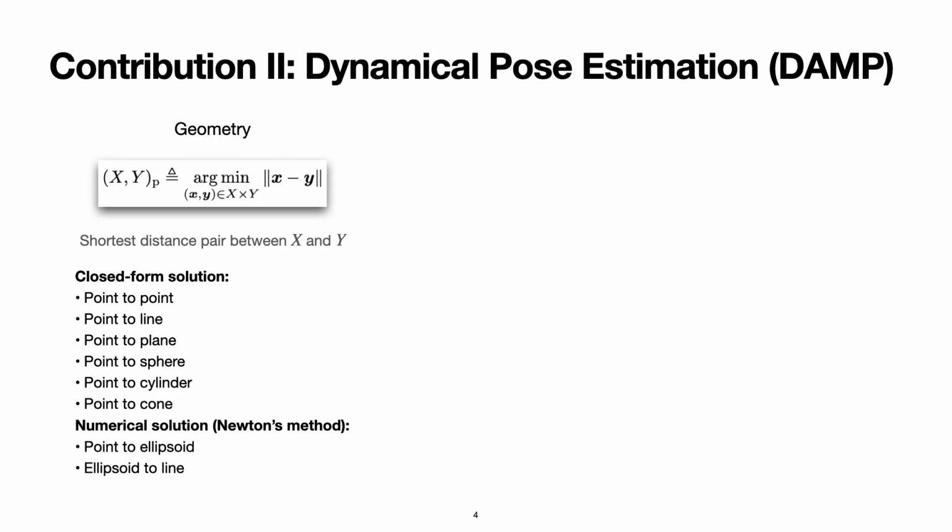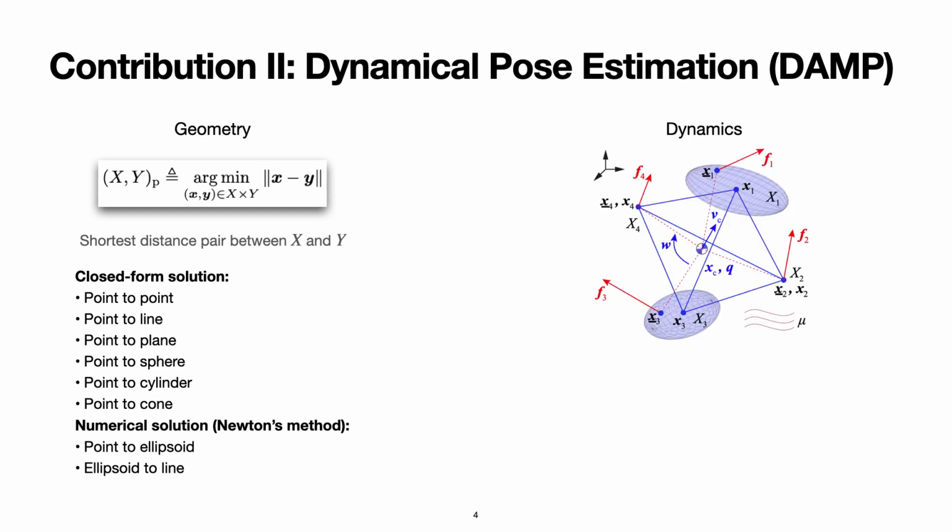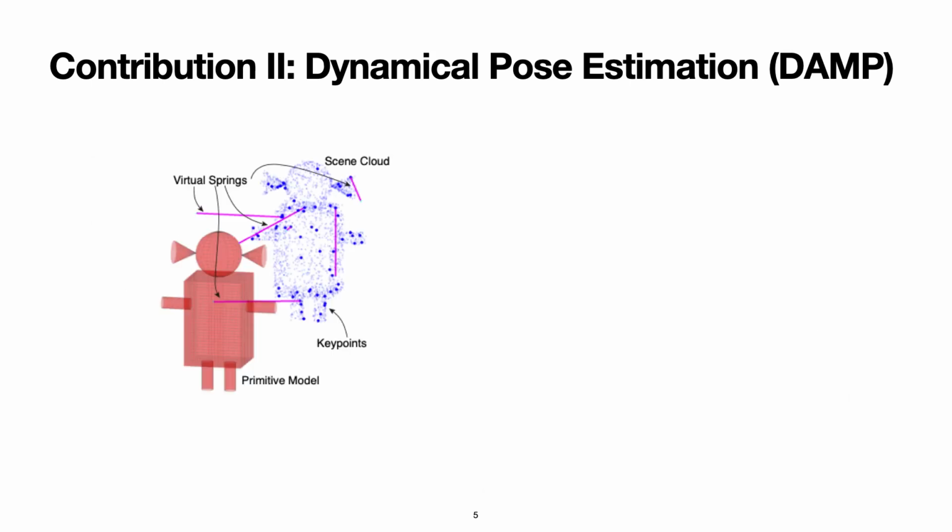The first insight is geometric, where we show that given a pair of geometric primitives x and y, finding the pair of points that attains the shortest distance between x and y can be either performed in closed form or solved numerically using Newton's method. The second insight is dynamical. We consider a system of geometric primitives with rigid connections, which moves within an environment with constant damping under some external forces. Using standard results from dynamics, we can simulate the trajectory of the primitive system. Using these 2 insights, the DAMP algorithm comes out naturally.